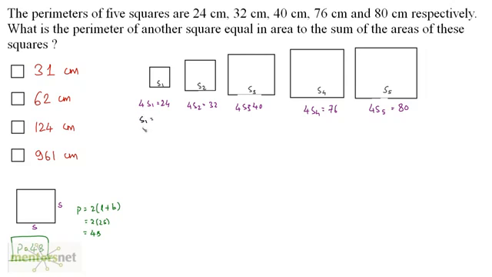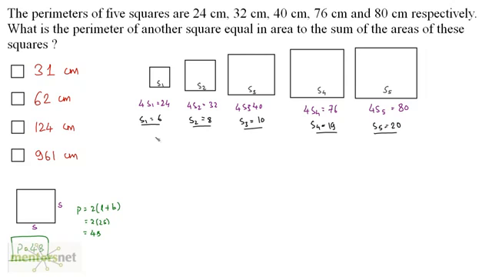Okay, so S1 is equal to 24 by 4, that's 6. S2 is equal to 32 by 4, and that is 8. S3 is equal to 40 by 4, that's 10. S4 is equal to 76 by 4, and that is 19. And S5 is equal to 80 by 4, and that is 20. So we have the sides of each of the squares. Let us calculate the area of each of the squares.